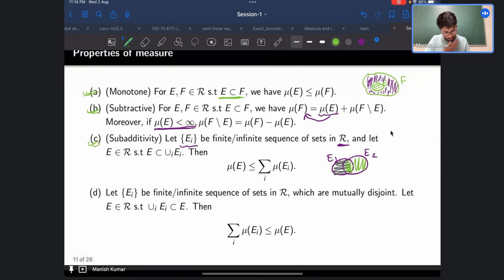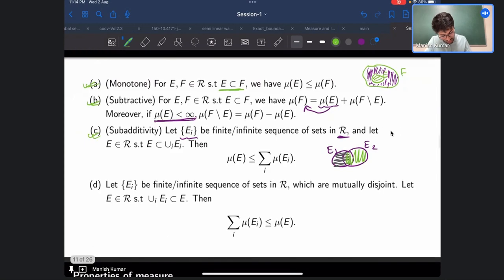Now the fourth property says that if E covers this union and these are pairwise mutually disjoint. Mutually disjoint is the same as saying pairwise disjoint. So when these Ei's are pairwise disjoint and the union is contained in E, then the sum of measures is less than or equal to the measure of E. And this is quite natural. I mean, you can prove it very easily.